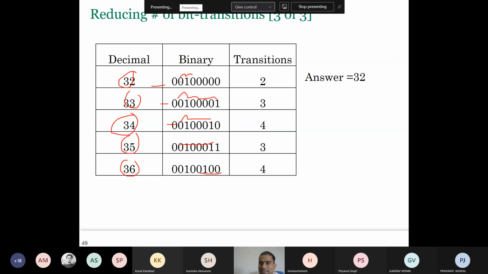Yeah, 32. Okay, so this is the answer. If, instead of transmitting 34, I transmit 32, I will have lower energy in the off-chip bus. Although some error is introduced, obviously we can tolerate that error.